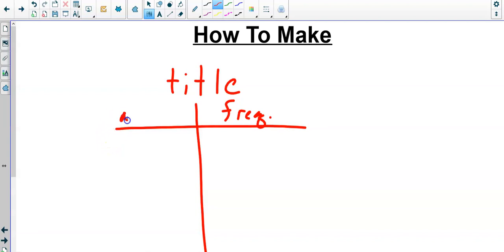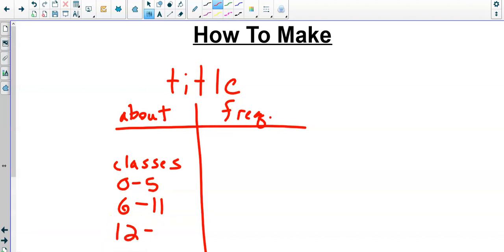So this is what it's all about. That's what goes on that side. And again, as I said in the about piece, sometimes we list these as classes. 0 to 5. 6 to 11. 12 to 17. Okay? These are what we call classes.